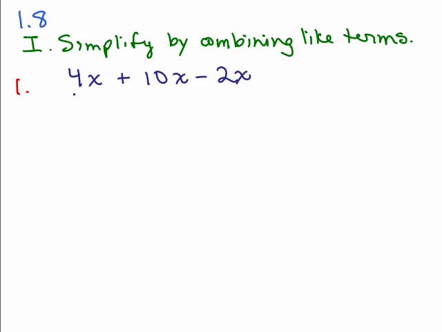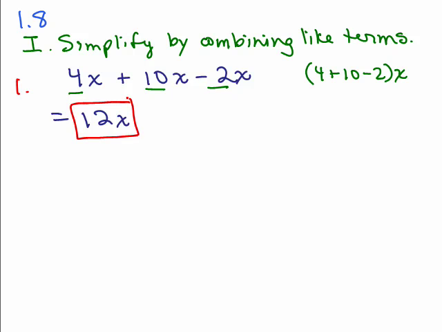So for number 1 here, 4x plus 10x minus 2x, they're all like terms. So what I need to do is just add the 4, the 10, and the minus 2. So basically I'm doing 4 plus 10 minus 2, and that's how many x's I'll have. It's really an application of the distributive property. So 4 plus 10 is 14, minus 2 is 12x. And that's number 1.